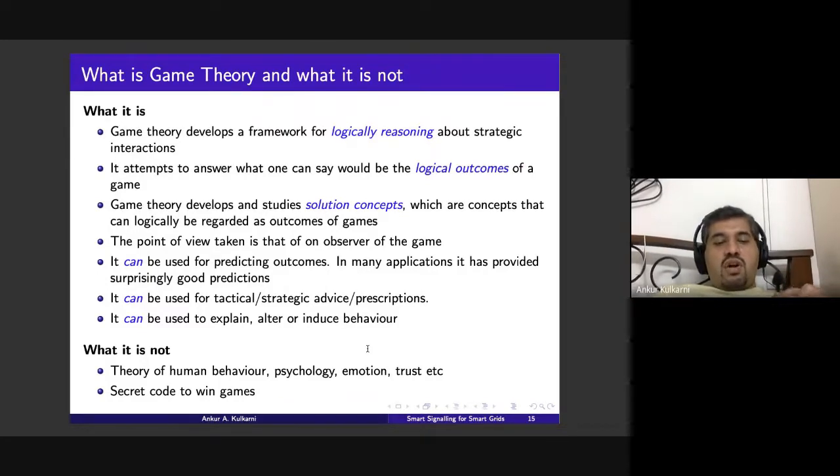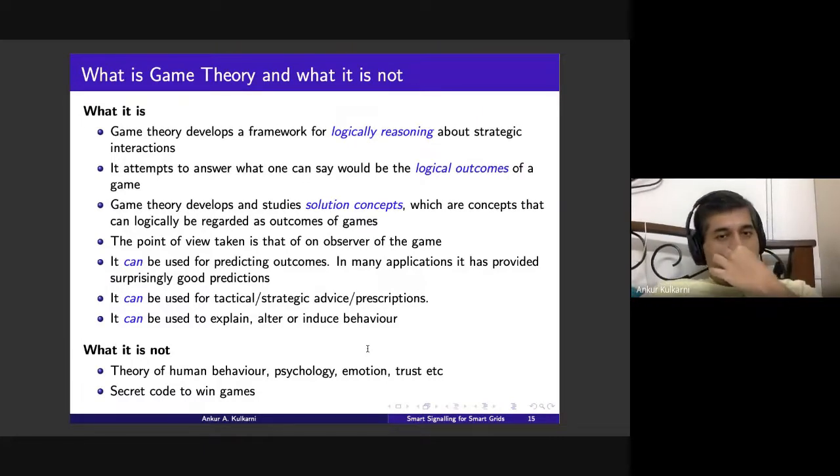Okay, what it is not is a theory of human behavior, psychology, emotion, trust, etc., or a secret code to win games. That's not what it is attempting to do. It is not trying to do any of that. It is trying to simply help you logically think through these kinds of multi-agent problems.